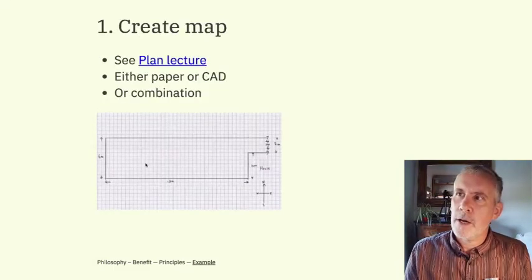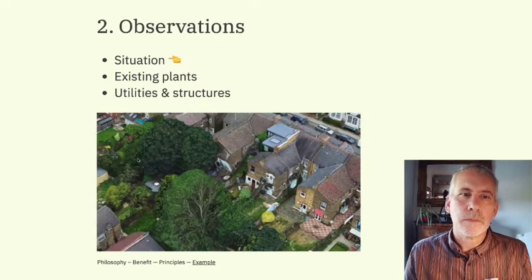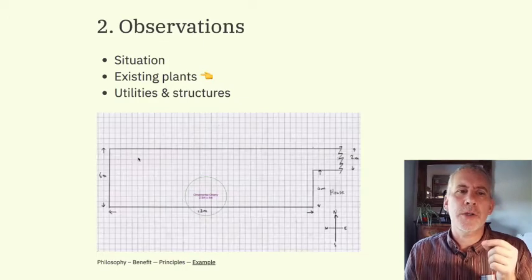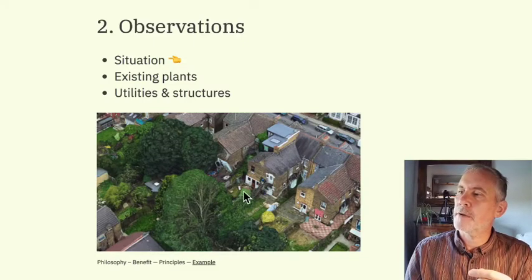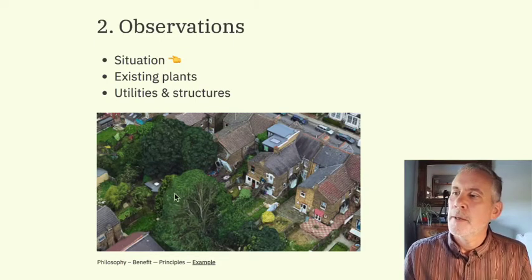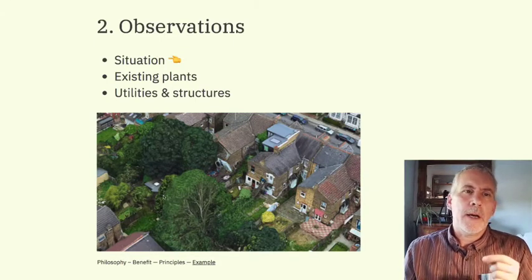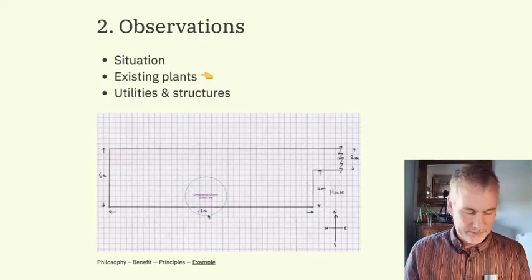So let's kick off. Create a map. You know how to do that already, I hope. So add the observations, your situation, the existing plants that you have. This is a friend's house I designed a forest garden for, and yeah, they've got a massive, great big sycamore. Someone's got half a sycamore in the backyard. Existing plants, utilities and structures. So we've been through all that before, and we'll add these to the map.